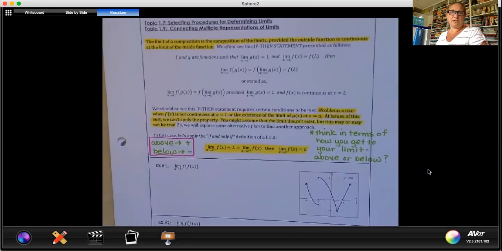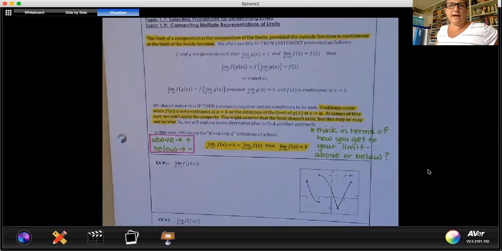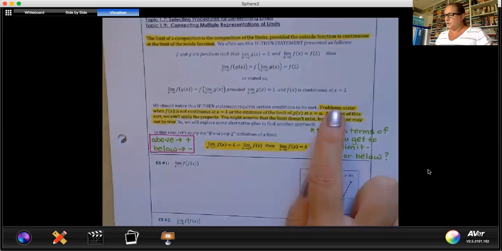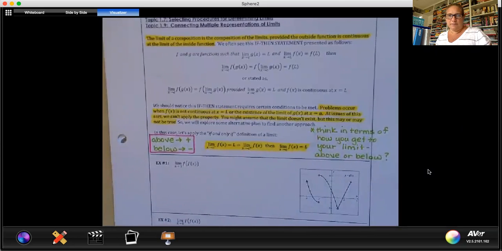The limit of a composition is the composition of the limits, provided the outside function is continuous at the limit of the inside function. Problems occur when f of x is not continuous at x equals L, or when the limit of g of x at x equals A does not exist. At issues of this sort, we can't apply the property. You might assume that the limit doesn't exist, but this may or may not be true.